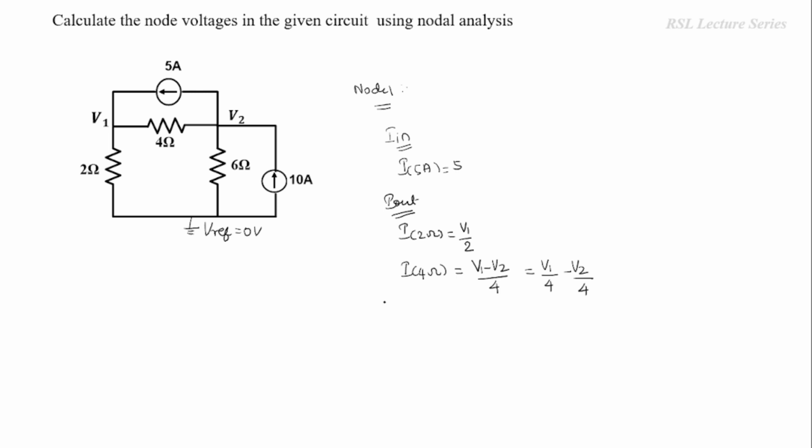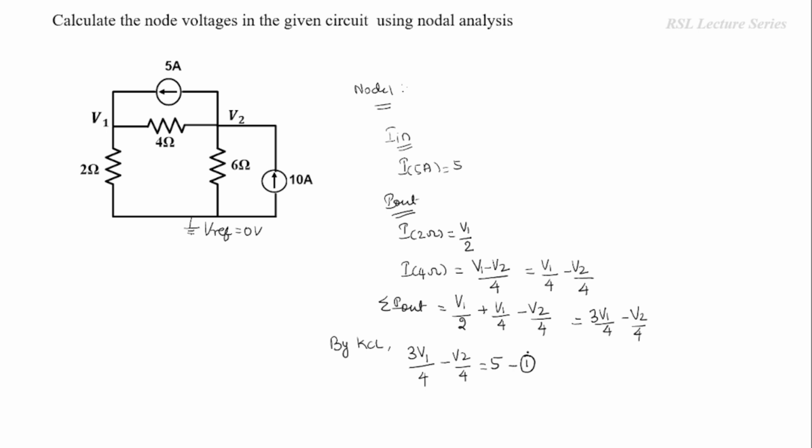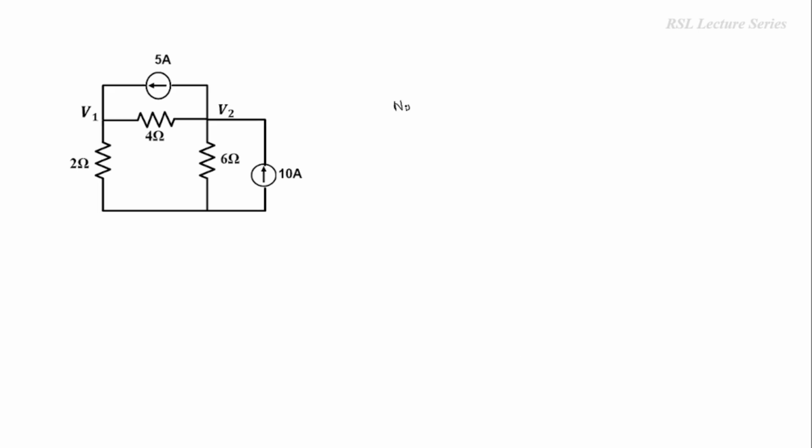Now we have to add all the outgoing currents. The sum of the outgoing currents will be V1 by 2 plus V1 by 4 minus V2 by 4. On simplification, we get 3V1 by 4 minus V2 by 4. Now, by applying Kirchhoff's current law, the sum of the outgoing currents will be equal to the sum of the incoming currents. In this case, the sum of the outgoing currents is 3V1 by 4 minus V2 by 4, and this will be equal to the incoming current 5. So this is equation number 1. Next we have to write down the node 2 equation.